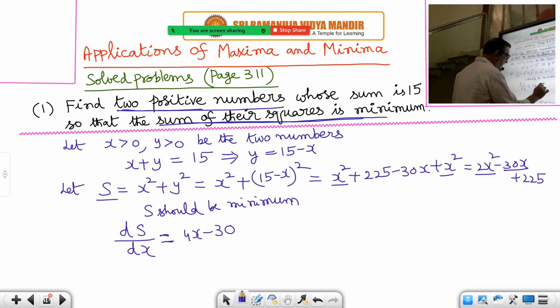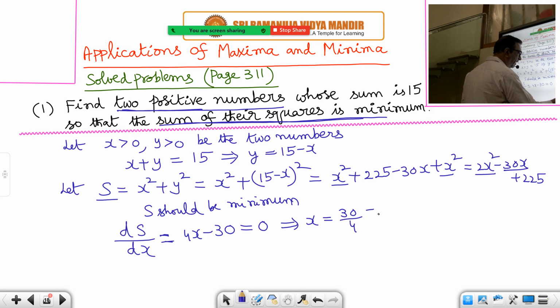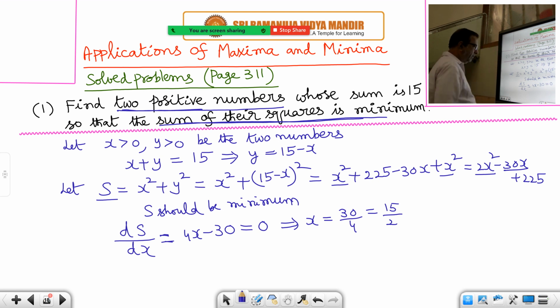What should we do now? It should be equated to 0. So what is the value of x now? X is equal to 30 by 4, that is 15 by 2. X is equal to 15 by 2. Okay. So what is the first derivative? ds by dx is 4x minus 30.